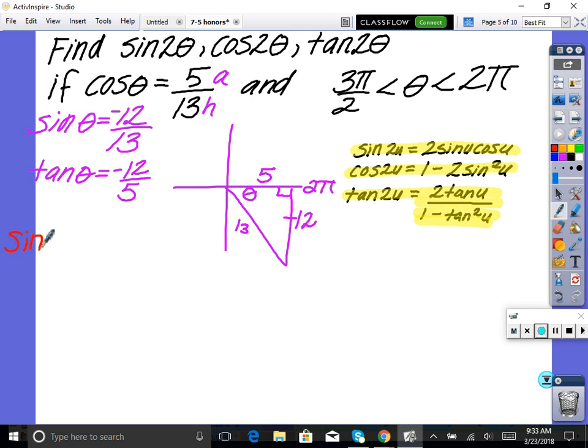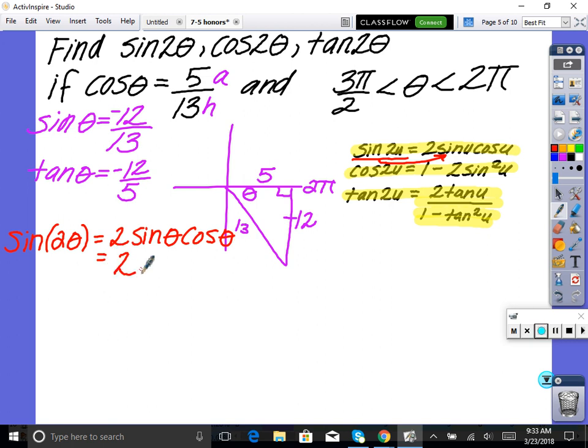we know only sine of theta, and we know cosine of theta. So do you see how going from here to here would be useful? Because we know those two things, if there's not a 2 in front. So we'd say sine of 2 theta is equal to 2 sine theta cosine theta. Let's plug in what we know.